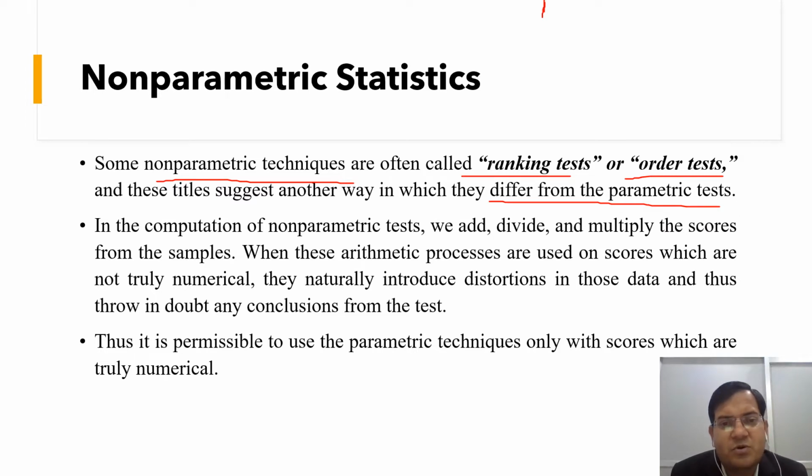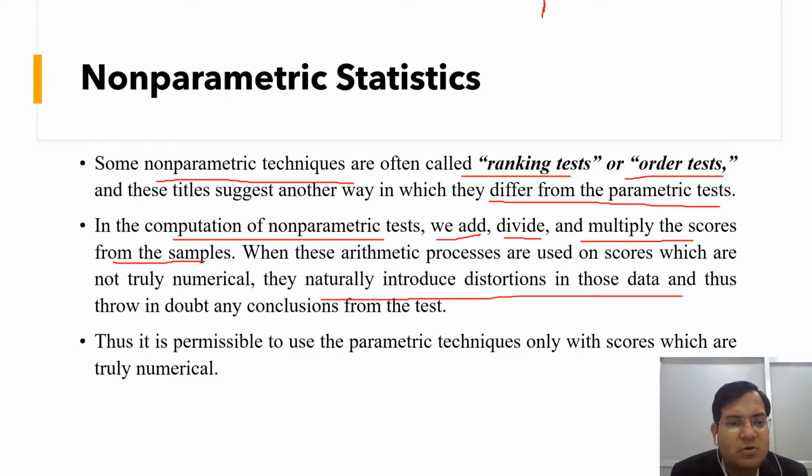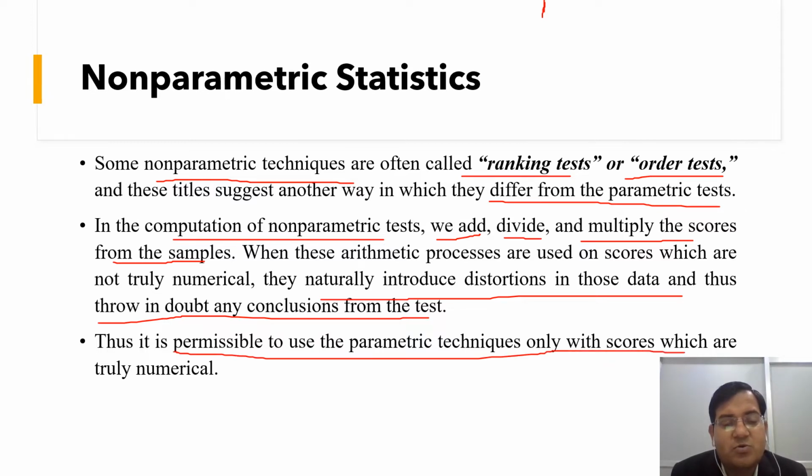Now, the computation of non-parametric statistics. If you want to compute a parametric statistic, we add, divide, and multiply those scores from the sample. These arithmetical processes affect our true scores. So they are not true scores anymore, which naturally introduces distortion in the data, and thus doubt about the conclusion from the test. So one of the important points is that we use parametric statistics only on true numbers.